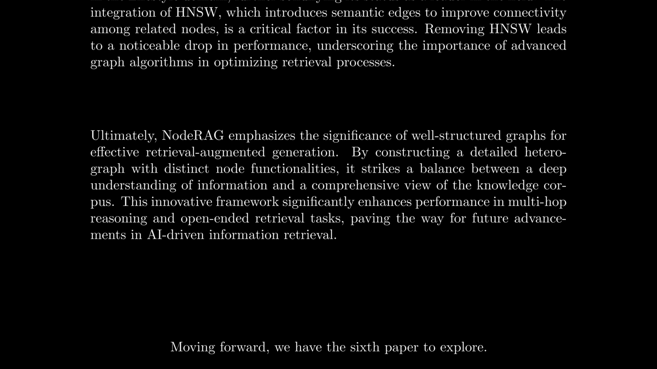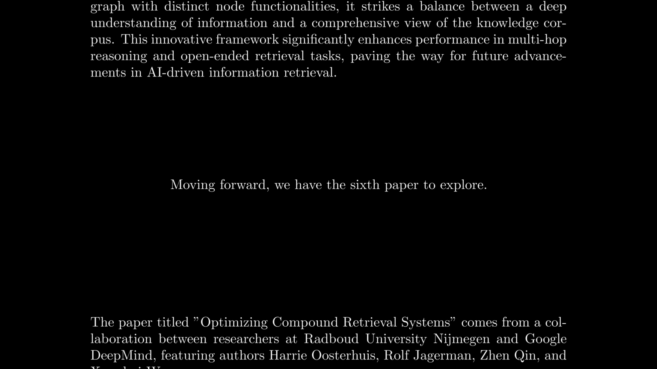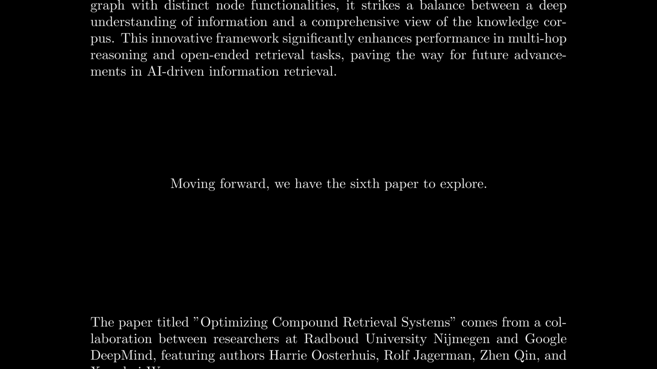By constructing a detailed heterograph with distinct node functionalities, it strikes a balance between a deep understanding of information and a comprehensive view of the knowledge corpus. This innovative framework significantly enhances performance in multi-hop reasoning and open-ended retrieval tasks, paving the way for future advancements in AI-driven information retrieval. Moving forward, we have the sixth paper to explore.